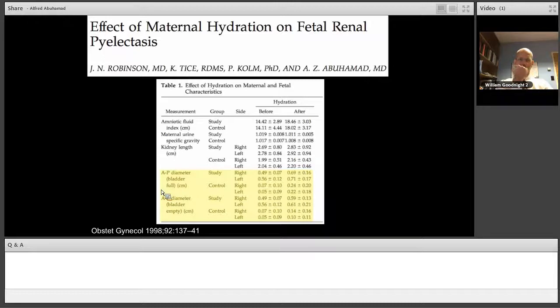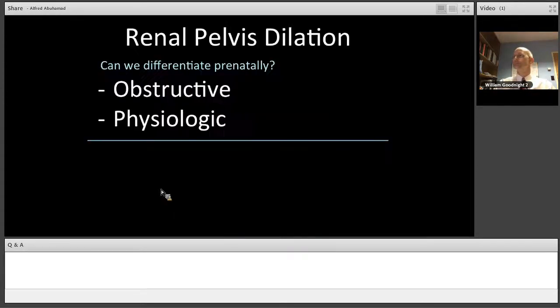And in about 20 to 25% of the normal pregnant women, we were able to induce dilations that crossed the threshold of 4 millimeters. This was in the second trimester. So the effect of hydration is real on making the renal pelvis more dilated.